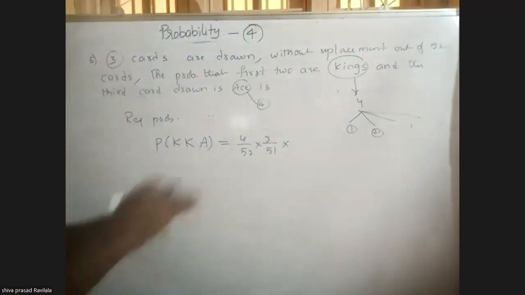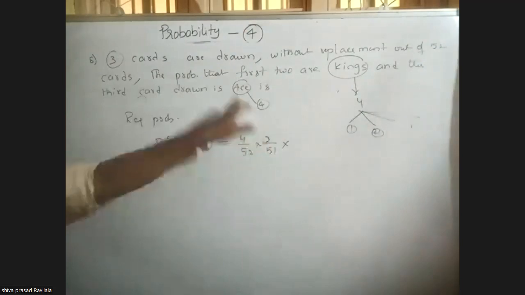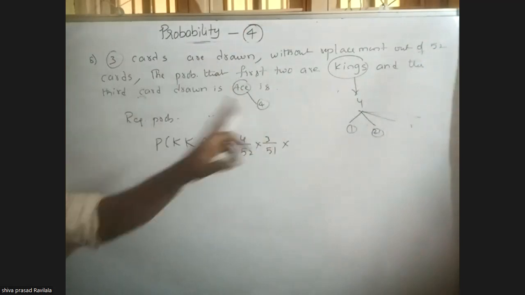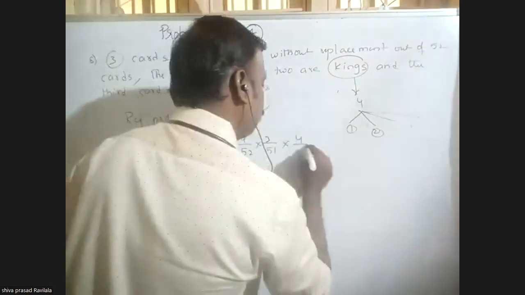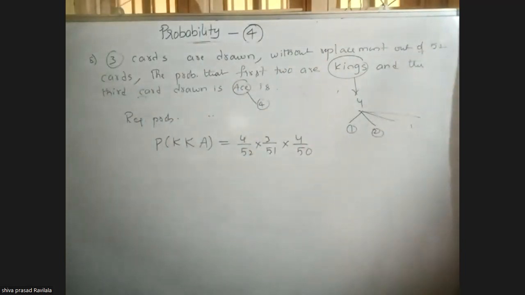Again, the box contains 50 cards only. In this, we have 4 aces, no doubt. In this, only one is taken, so the answer is 4/50. So 4/52 into 3/51 into 4/50.